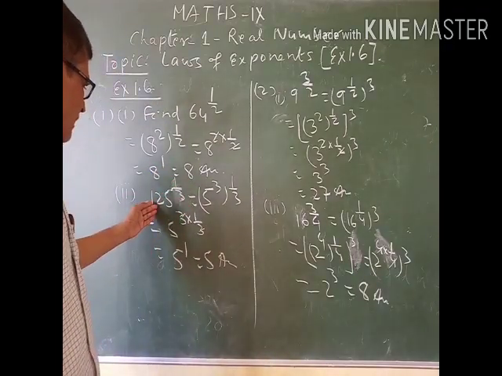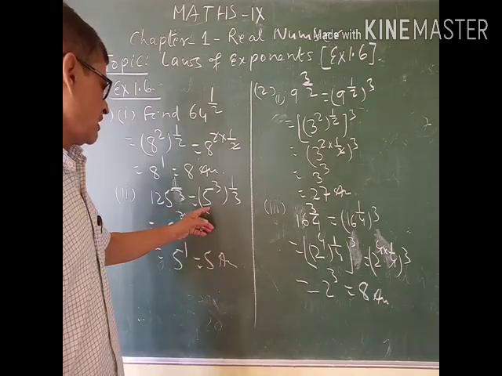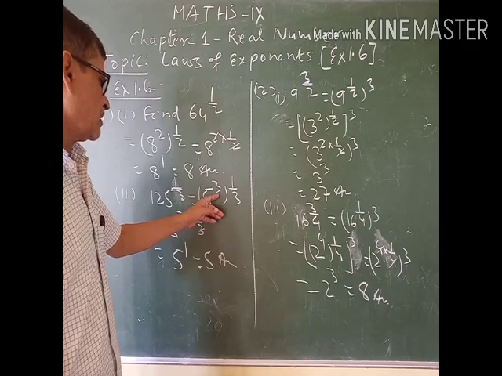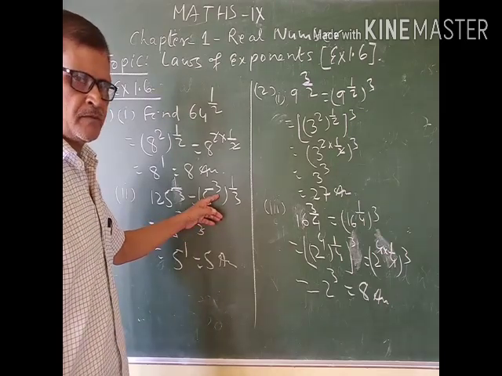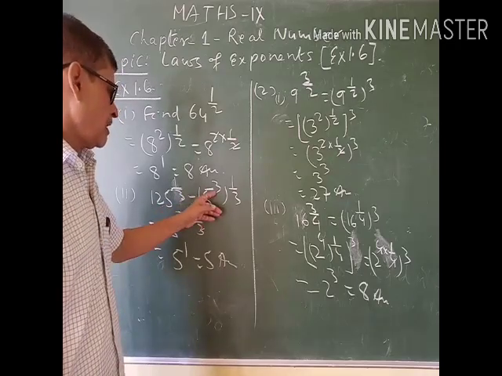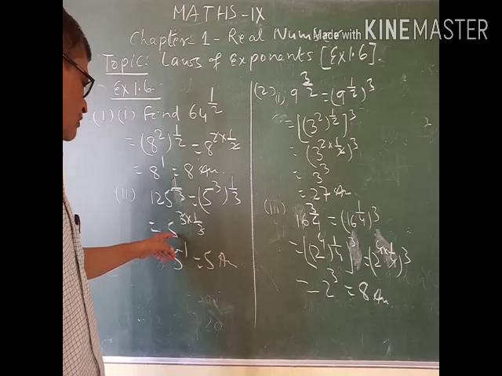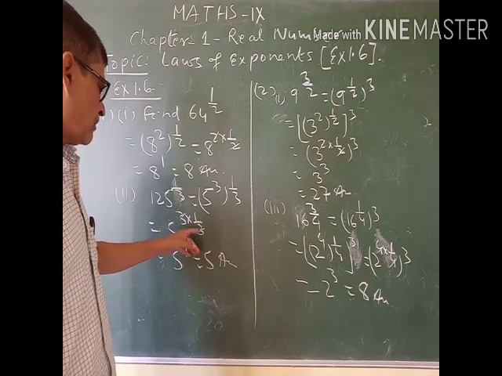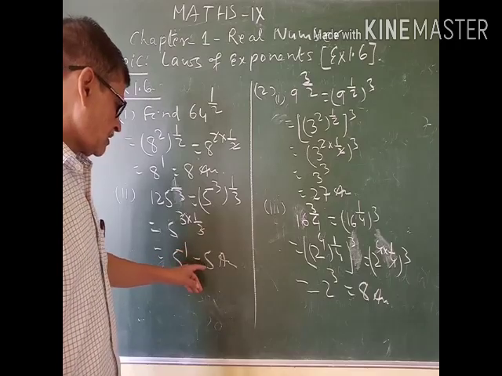Similarly, you can write 125. For 125, you can write here 5 to the power cube. 5 5 is 25, 25 5 is 125. And this is how this will be equal to 5 to the power 3 into 1 by 3. 3 is cancelled, 5 to the power 1 equal to 5.